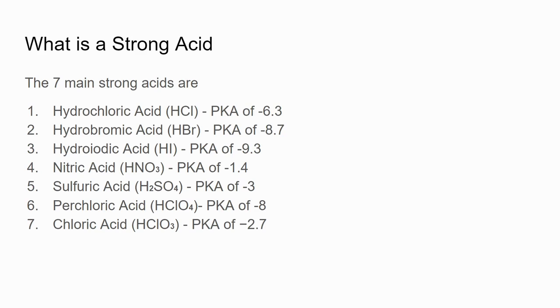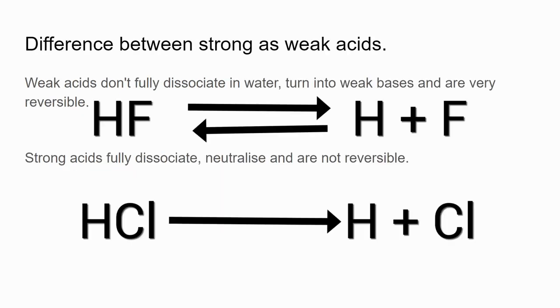Now, the difference between a strong acid and a weak acid is that weak acids don't fully dissociate in water. They are mostly dissociated, but not fully. They turn into weak bases when combined with water and are reversible, which means when you draw the equation, you would draw 2 arrows instead of 1. You'll see that later in the presentation with weak bases and strong bases.